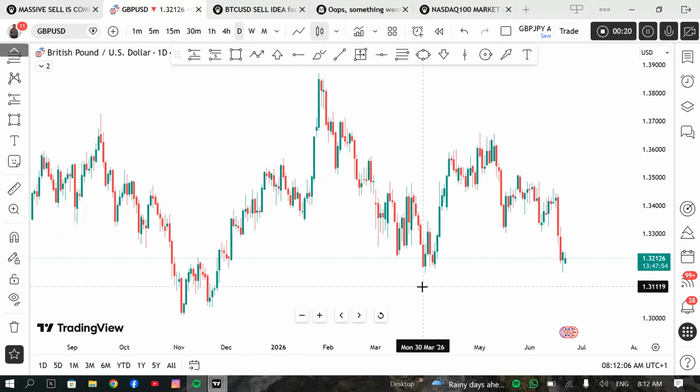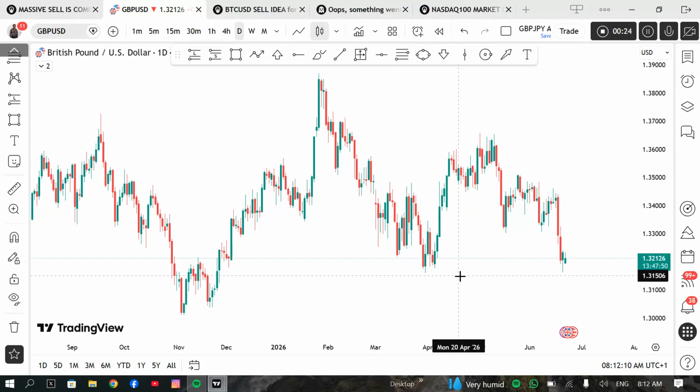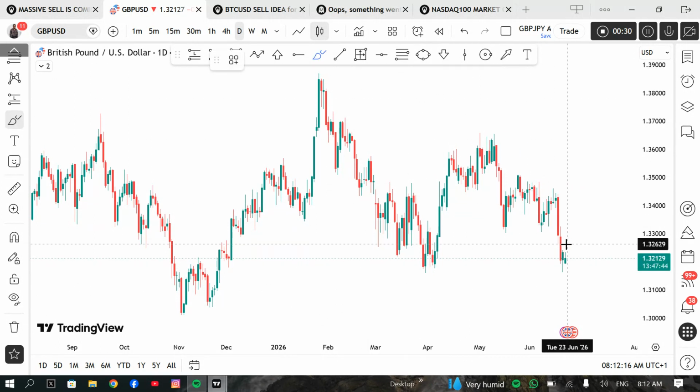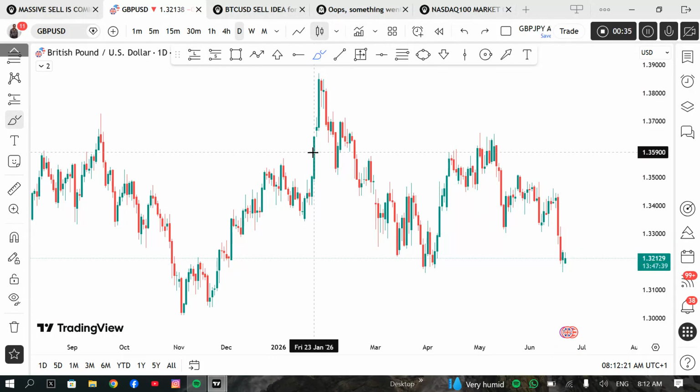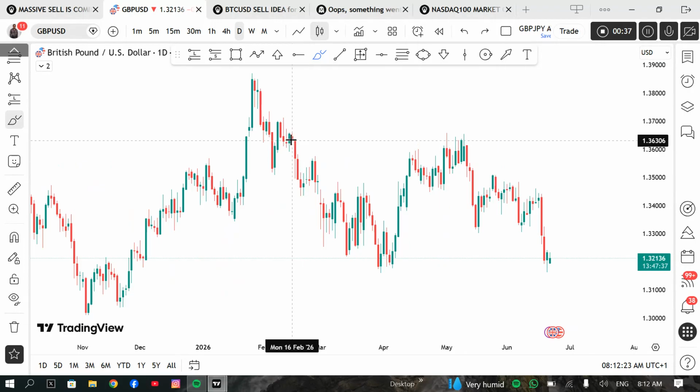So if we look at GBPUSD, we can see that price is currently trading at this area of 1.32123. We're talking about this current price here. Okay, so that's where we have the current market. So now we have to start our analysis.